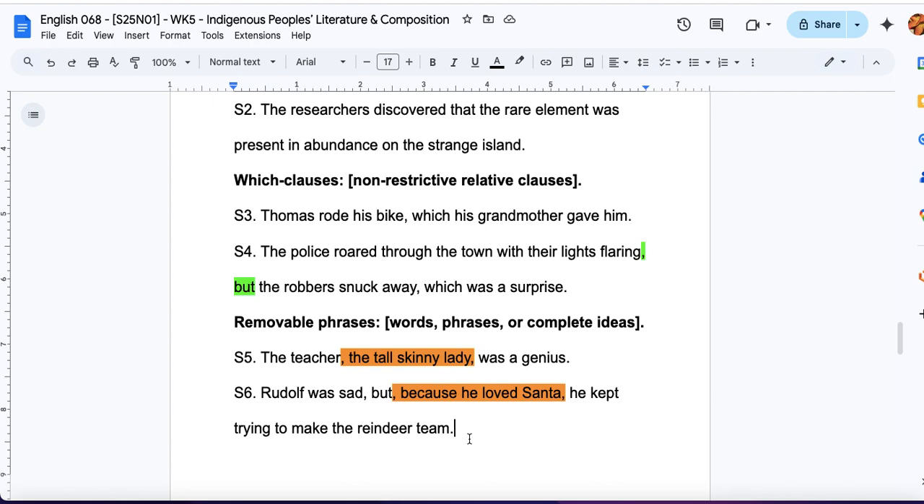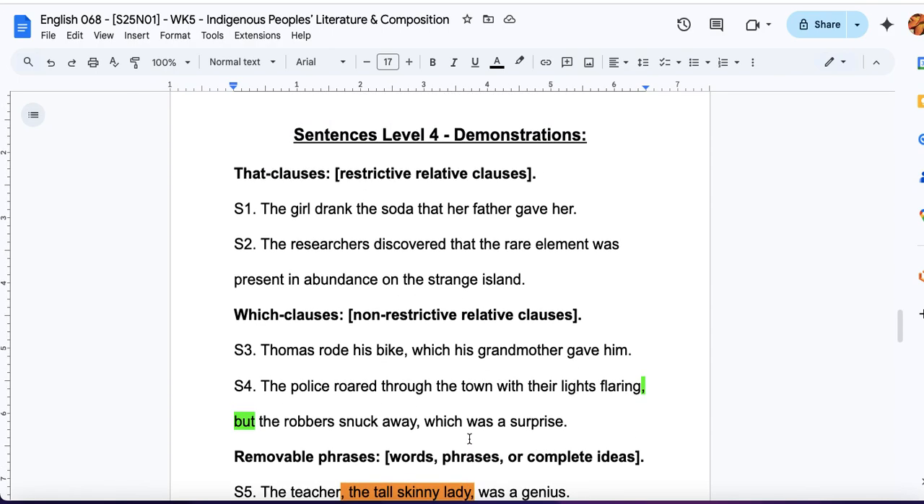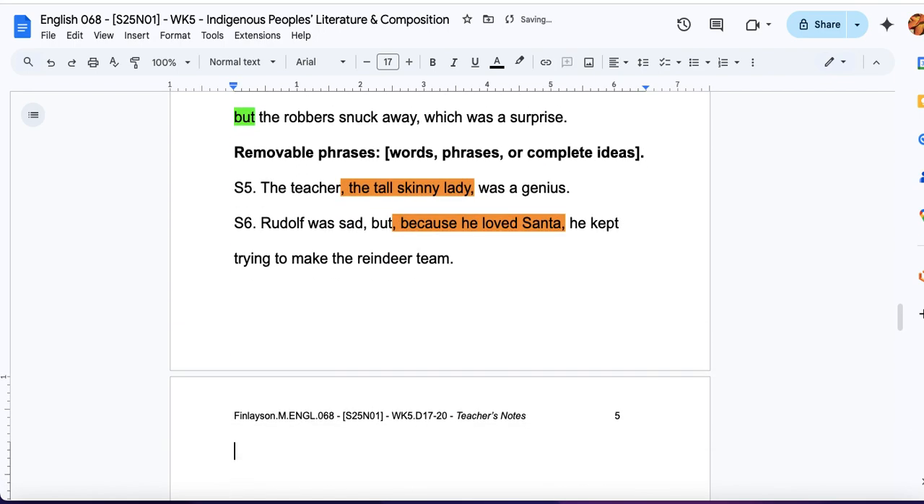Okay, that's our video for today. And it is our second lesson, so sentences level 4 demonstrations. And good luck. Don't forget your homework, part of your practice homework. You should try to write 3 of each of these new structures. Okay, so 3 "that" clauses, 3 "which" clauses, and 3 removable words, phrases, or clauses. Excellent. Good luck.